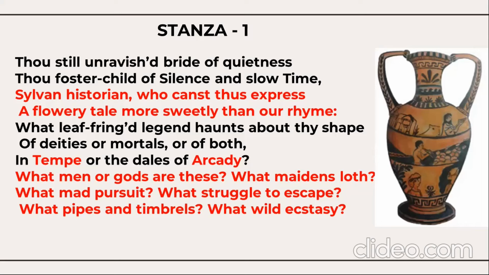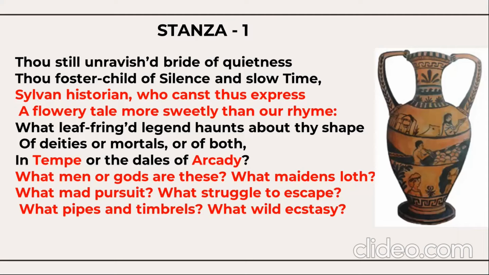What leaf-fringed legend haunts about thy shape? The leaves which are carved or designed on both the sides of the urn, they are talking about the stories of whose stories? They're talking about the stories of the gods. Deities means gods or the goddess, or mortals. Mortals means human beings, or maybe gods, goddesses, as well as of the human beings.